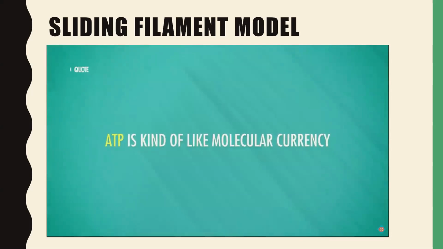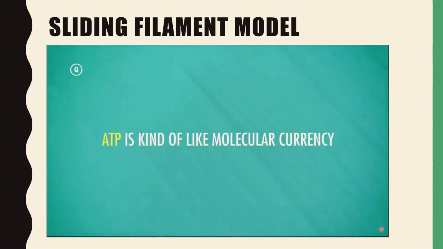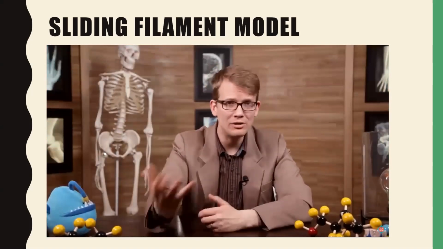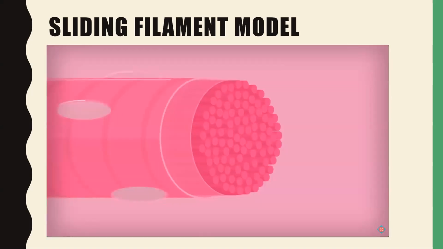Remember, ATP is kind of like molecular currency. It contains chemical energy, and your muscles are all about converting chemical energy to motion, so they're always hungry for more ATP. Your muscle cells have lots of nuclei, but some of them also have a lot of mitochondria, whose sole purpose in life is to crank out ATP.